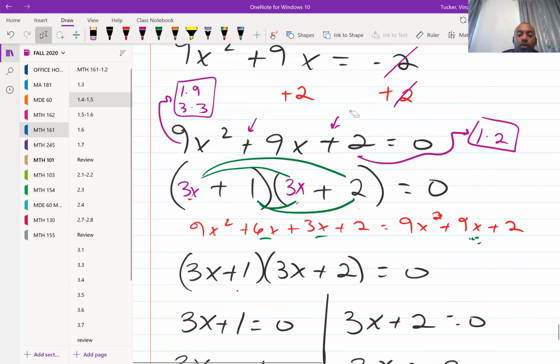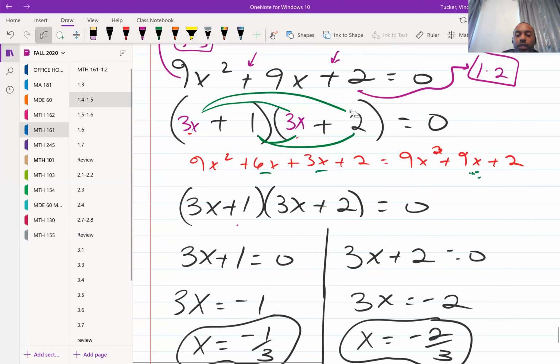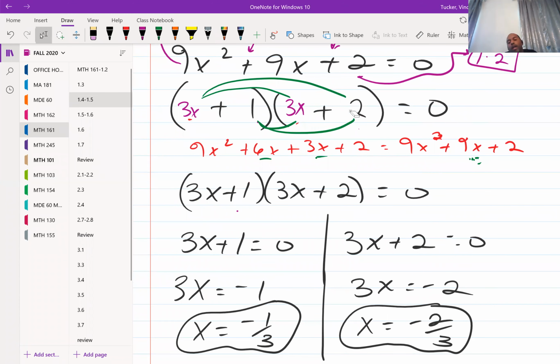All right, so 3x plus 1, 3x plus 2, set them both equal to 0 and solve for x. We get negative 1/3 and negative 2/3.